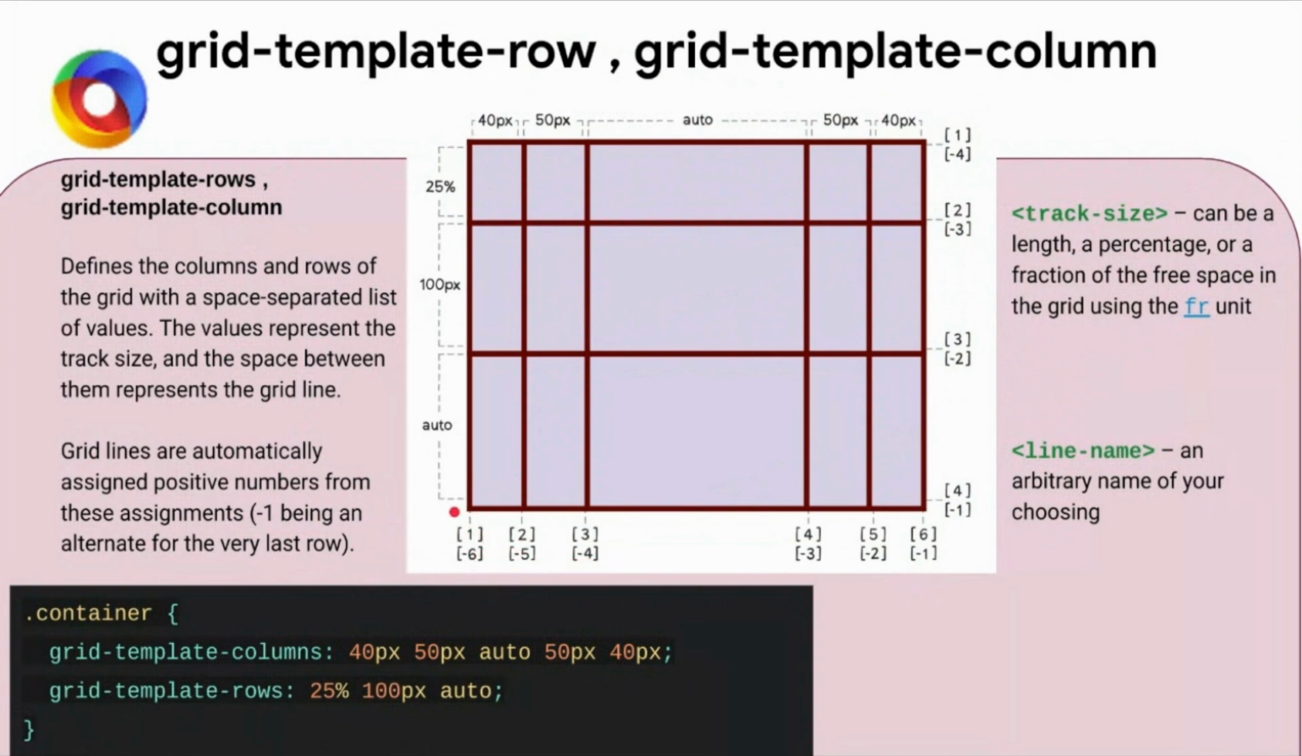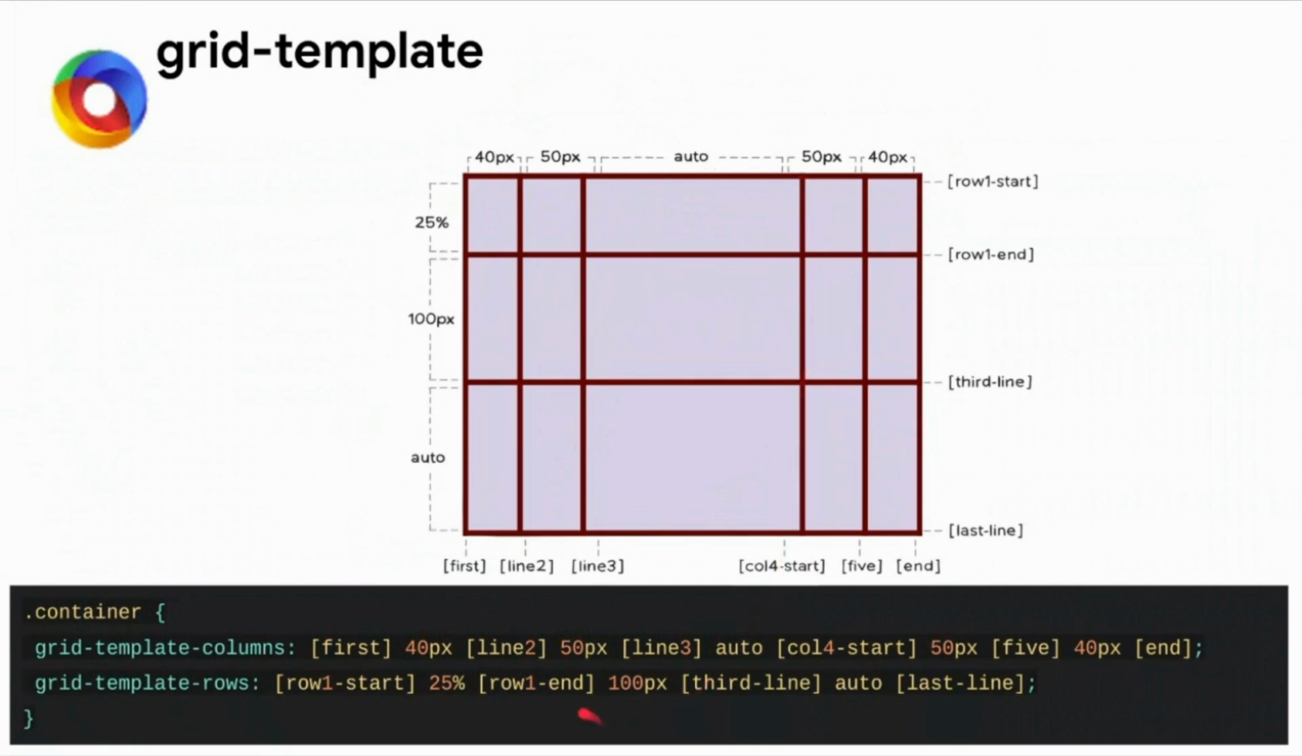So it will automatically assign one number to each of the lines. But you can modify this, which we can see now. What we have to do is put a square bracket. What this square bracket does is that I can put my own name instead of the number that was there by default. So by default this was 1 or -4, I guess. I have put that as row 1 start.